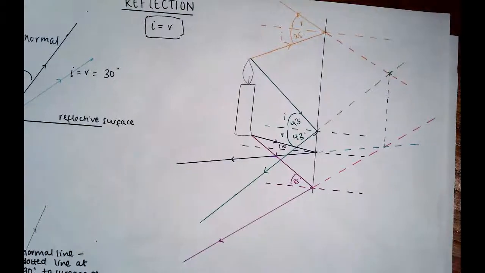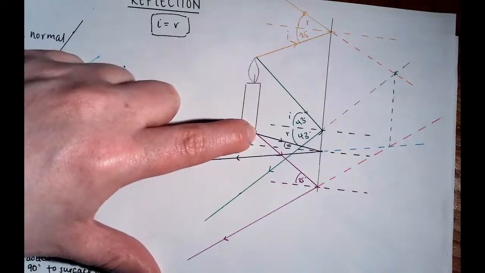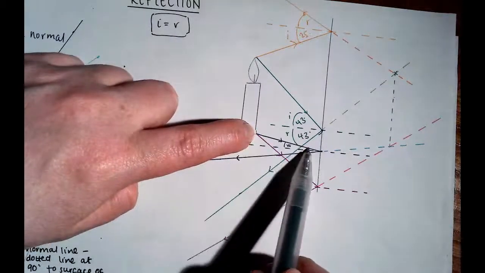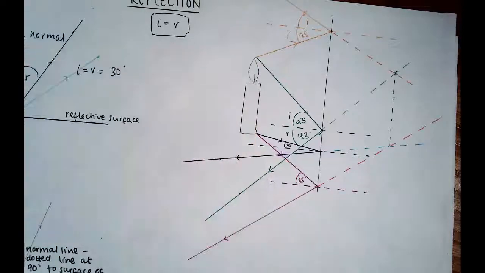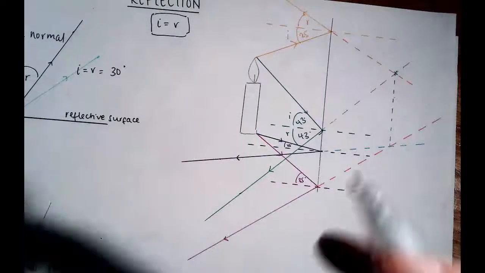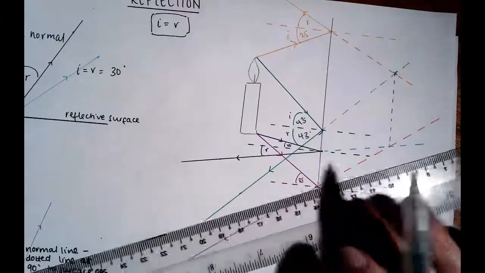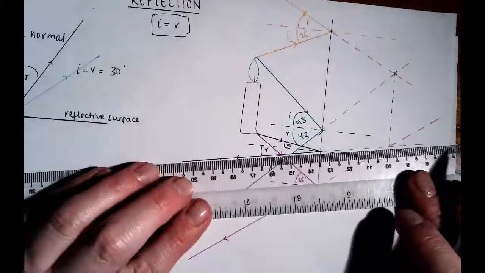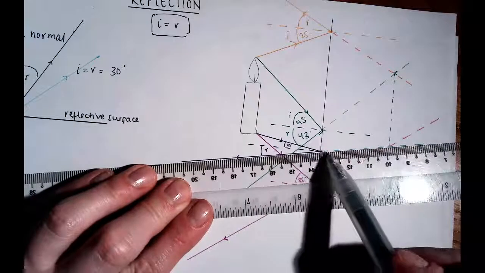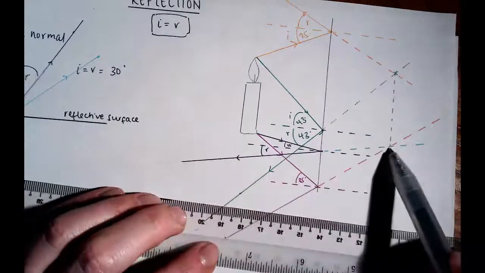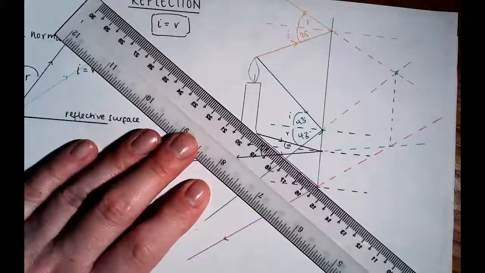I then repeated the same process at the bottom of the candle. I sent a blue light ray in at 10 degrees to the normal and it reflected. So my reflected ray is here and that is 10. Again, our eyes assume that that light ray has travelled in a straight line, so we assume that it has come from over here. Blue dotted line there.